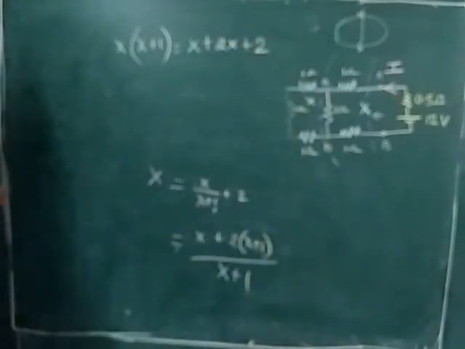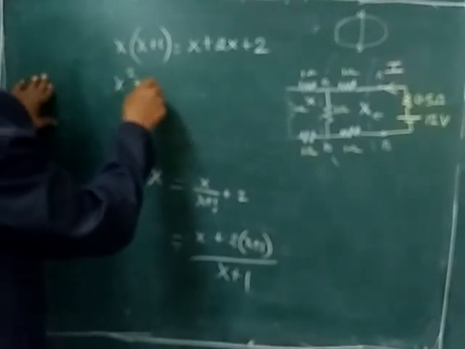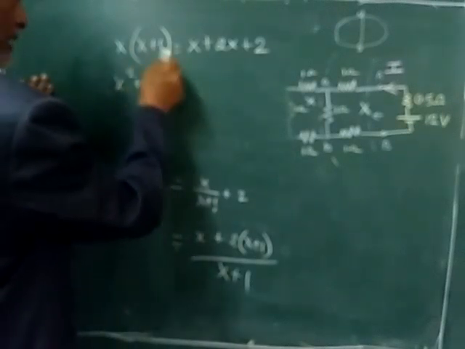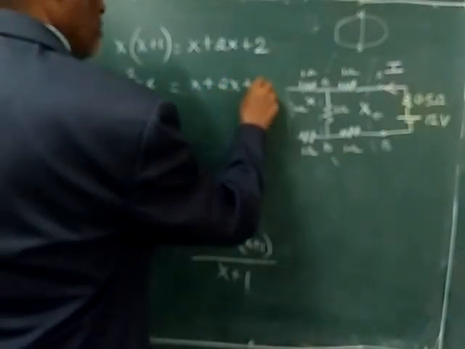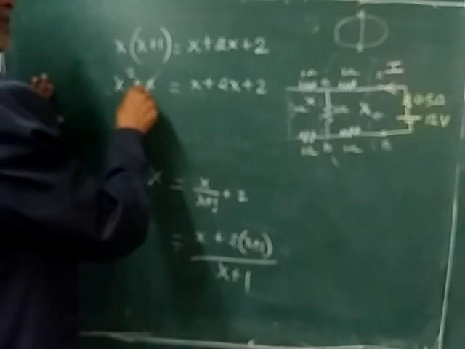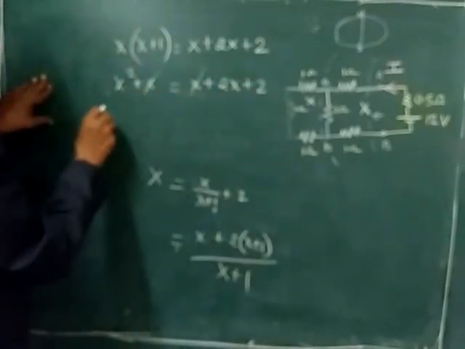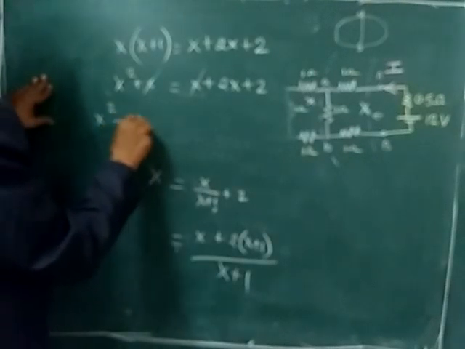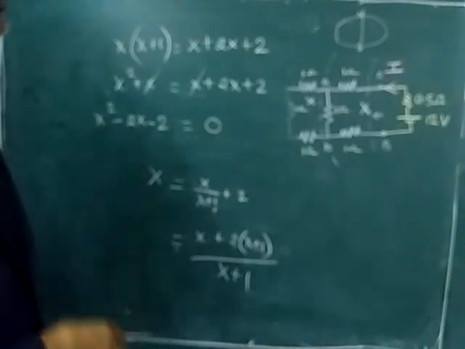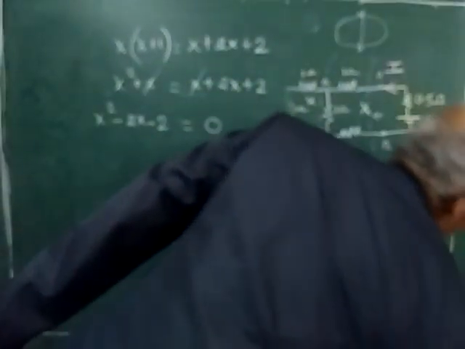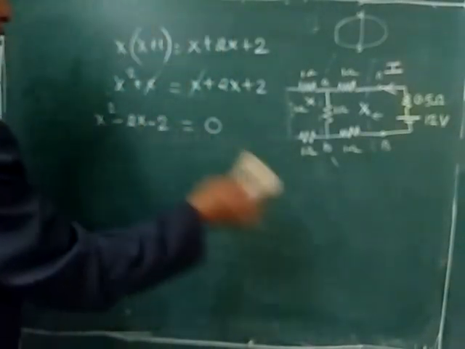Expand this side, so X square plus X is equal to X plus 2X plus 2. Now this X and this X get cancelled. Bring these terms to this side, so X square minus 2X minus 2 equal to 0. This is a quadratic equation. Now we have to solve this quadratic equation.